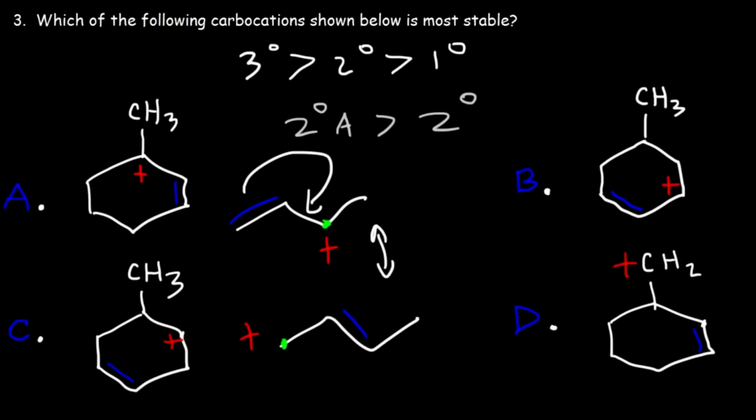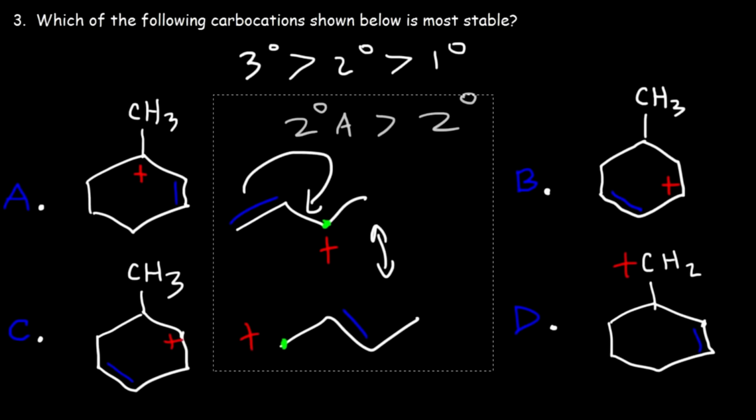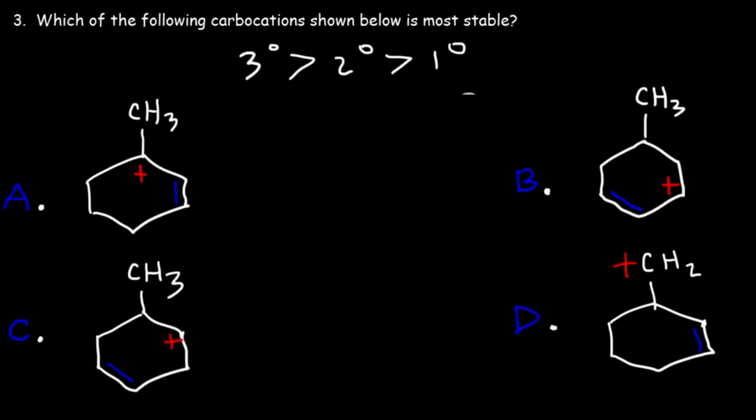So those are the main things you need to look for. So keep in mind that tertiary carbocations are more stable than secondary and primary ones, and that allylic carbocations are more stable than those that are not allylic. Now, let's identify the type of carbocation that we have in every choice. So let's start with part A.